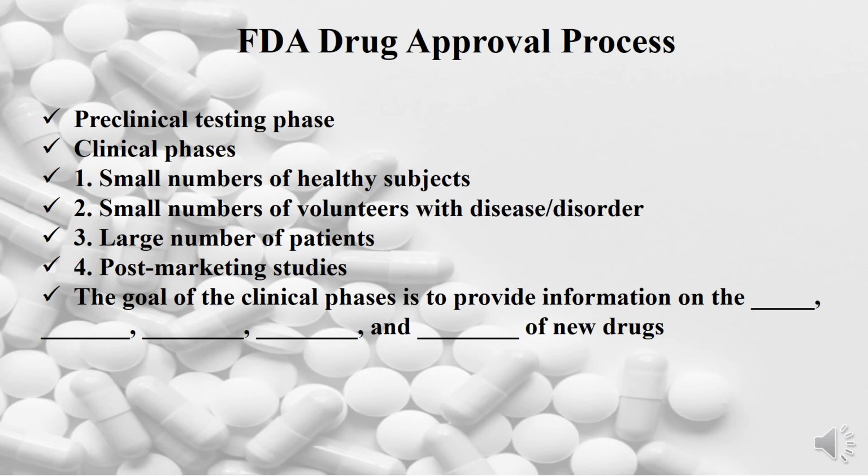So there are several different steps that the FDA goes through before they approve a medication. The first step is the preclinical testing phase. This is where all new drugs undergo laboratory testing using both in vitro, or cells or tissue, and animal studies before any testing in human subjects can be done.